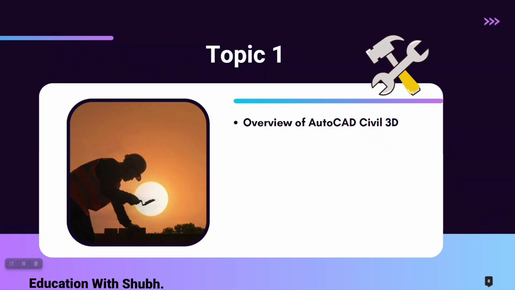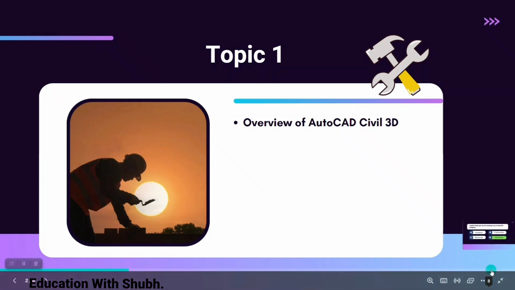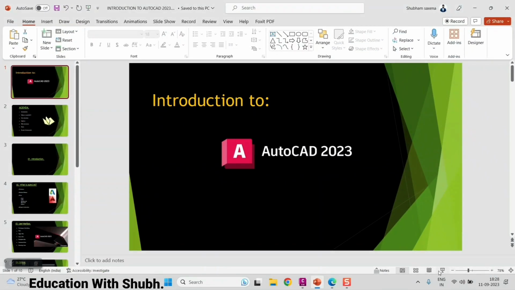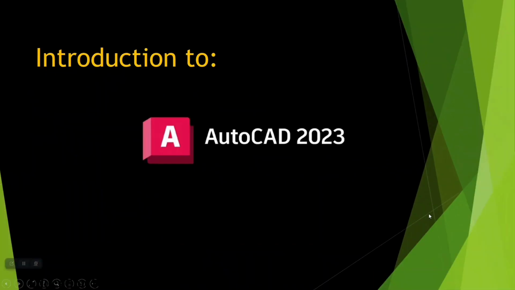So our first topic of discussion for today's class is the overview of AutoCAD Civil 3D. This we will be seeing in a couple of minutes. For this, I will be showing you one presentation. Yes, this is for the introduction of AutoCAD, what exactly AutoCAD is, and how we will be introducing ourselves when we are learning AutoCAD through any mode, online or offline.